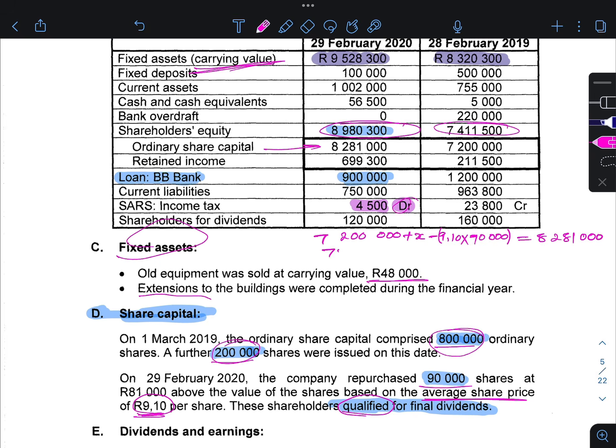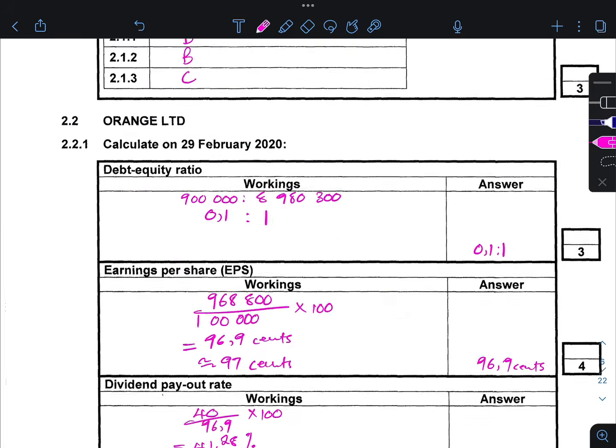All right, so 72 plus X. Okay, let's just get an amount here. What this amount is, 910 cents times 90,000. So that's 819,000. It's 8281. So you can just simply, let's just do this.